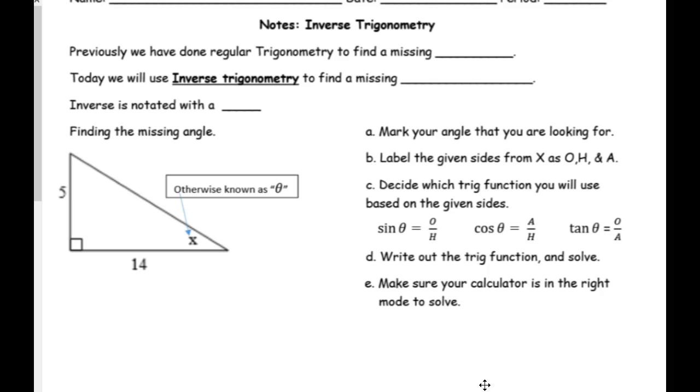Previously, meaning the last two to three days, we've been talking about regular trig. Now, we just call it trigonometry. Regular trig is when we're finding a missing side. So far we've been looking for missing sides. Today, like the objective you wrote down earlier, we're looking for a missing angle. This is called inverse trigonometry, when you're finding a missing angle. How do I know if something is inverse? It has a little -1 on it. We notate it with a little -1. It looks like an exponent, but it's not.